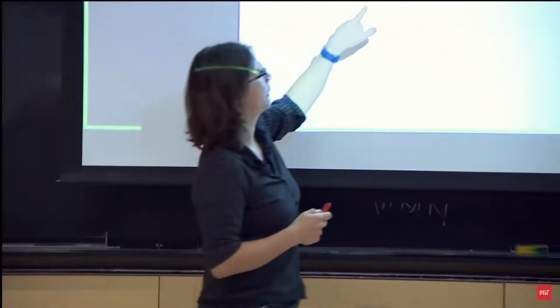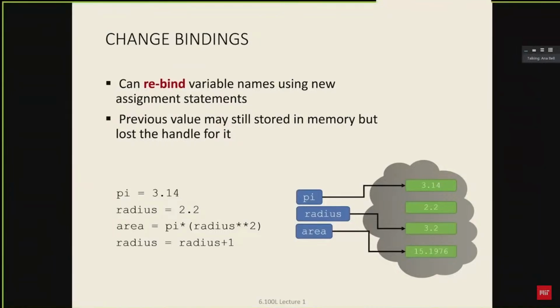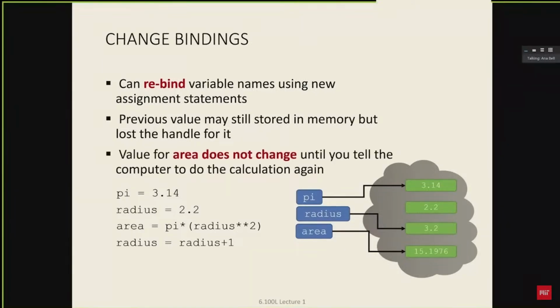Now, what's the value for area at the end of these lines? Well, according to this, it's 15.1976. So it's using the old 2.2 value for radius. And that's okay, because the program never had a line that said recalculate area after we changed the radius, right? It's just following, line by line, right? It doesn't know that, hey, if I change the radius, the user might want the area changed, right? It doesn't make those connections. It's just following instructions. And that's okay.